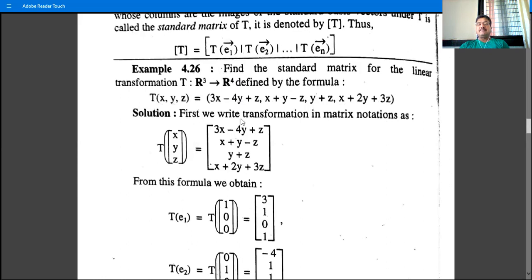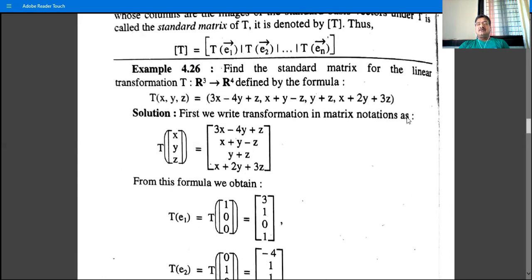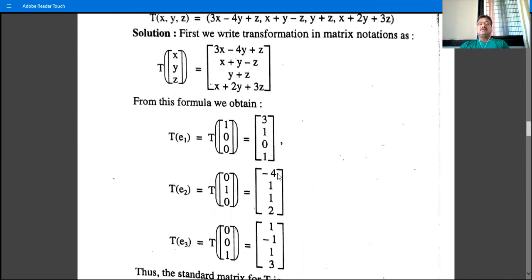This is a 4-tuple. Then we will write this transformation in the matrix notation, that is T(x,y,z). Write this (x,y,z) as a column matrix, and write the right side in matrix form: 3x - 4y + z as the first row, then x + y - z as the second row, and then y + z as the third row, and x + 2y + 3z as the fourth row.